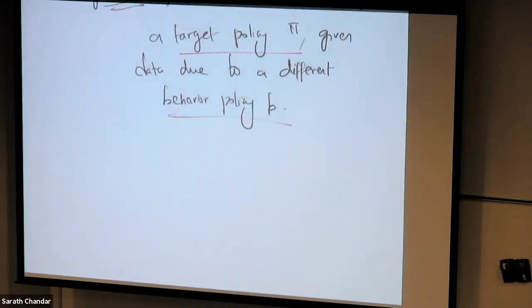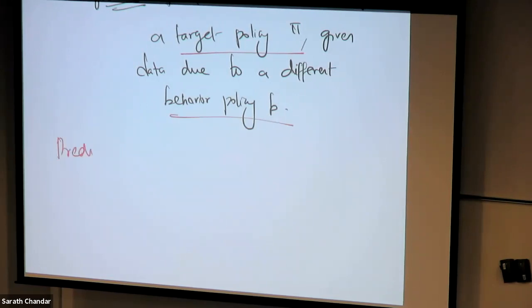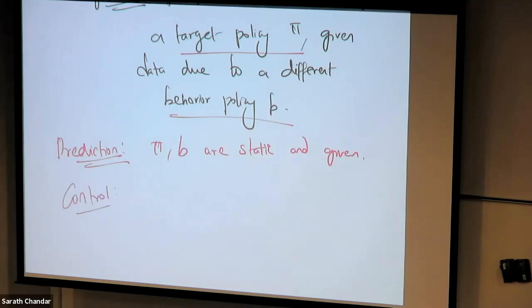Now, in the case of prediction, both pi and b are static and given. So when you are doing value function prediction, somebody gives you the behavior policy and target policy and just asks you to estimate the value of the target policy. Given a fixed b, can you learn the value for a fixed pi? However, when you are in the control setting, things are complicated. We are learning action values, right? However, both pi and b are changing.